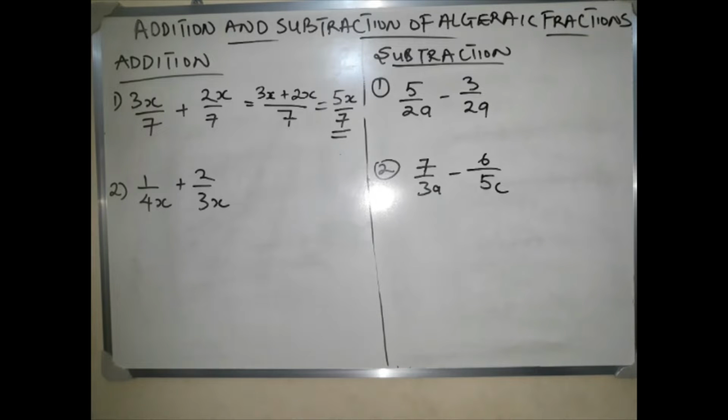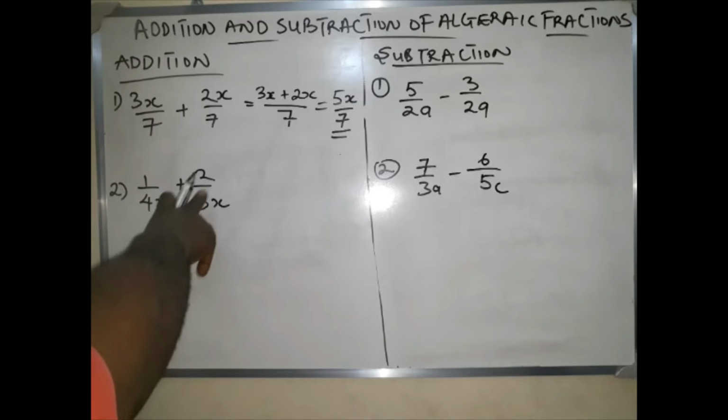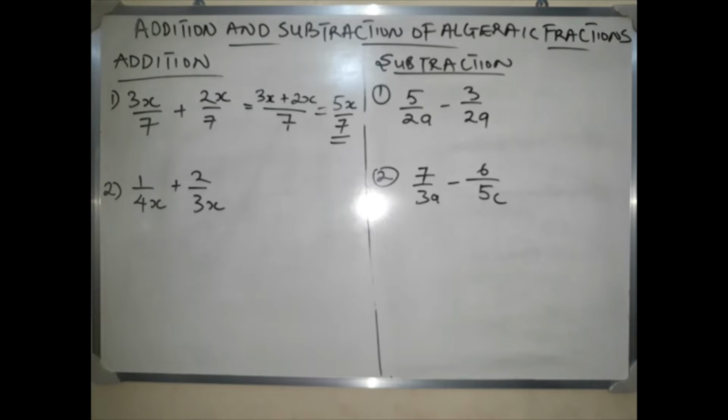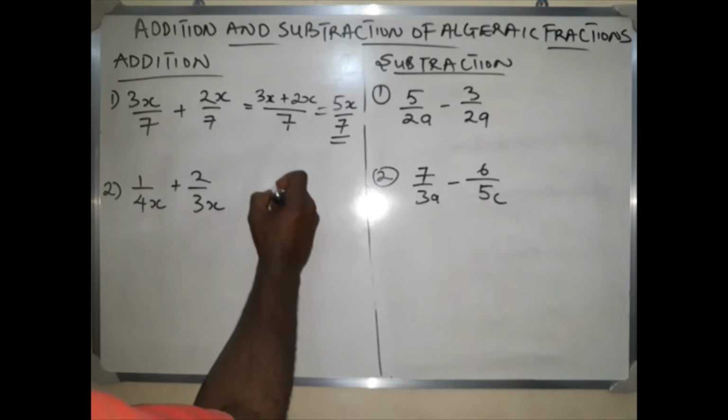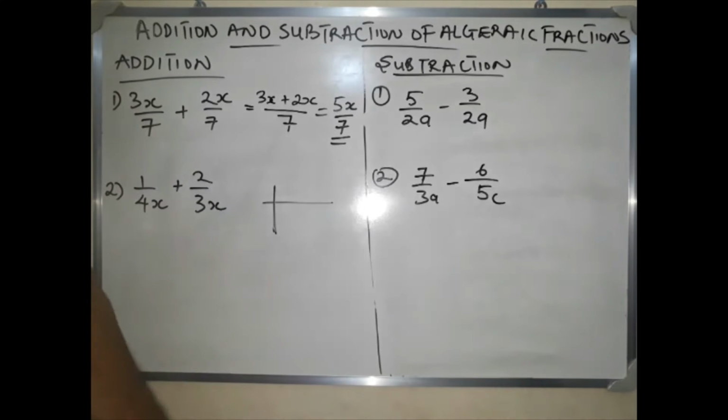Now let's go to the second example. In that second example, we see that there is no common denominator here because 1 over 4x is the denominator, then plus 2 over 3x is the denominator. So you see, they don't have a common denominator. So what do we do? Well, there are two ways you can solve this. The first way is by looking for the LCM of these two denominators. And of course, I have a video on how you can find the LCM of the denominators of fractions.